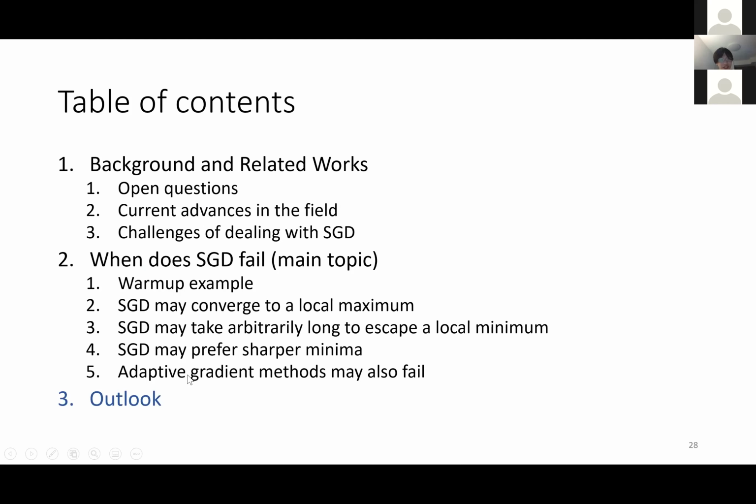So now we have finished presenting our main results, including SGD may converge to a local maximum, SGD may take arbitrarily long to escape a local minimum, SGD may prefer sharper minima, and adaptive gradient methods may have the same problem. And now we will conclude this seminar with an outlook.